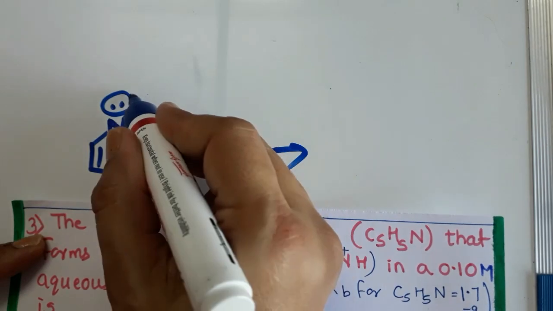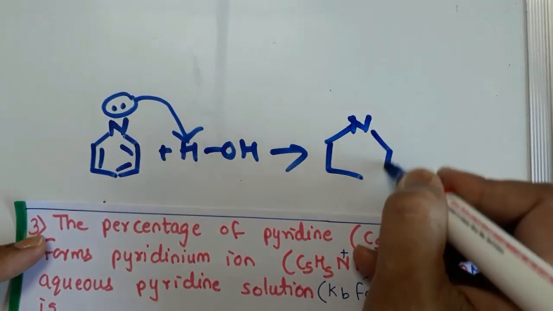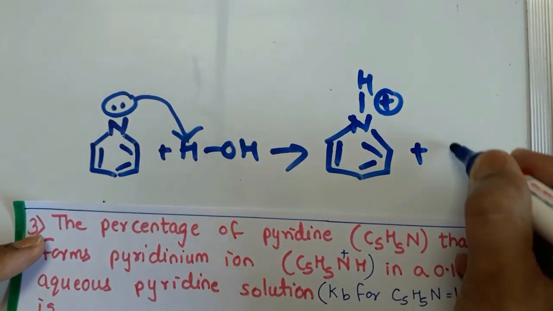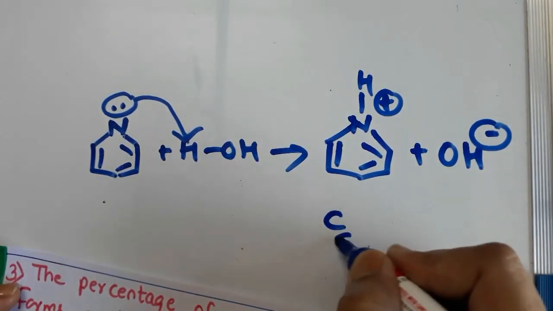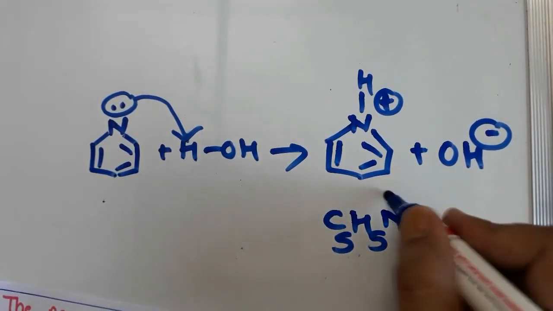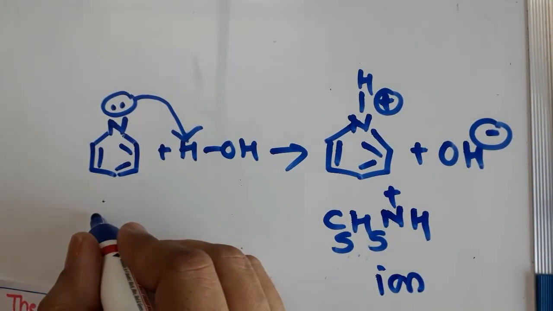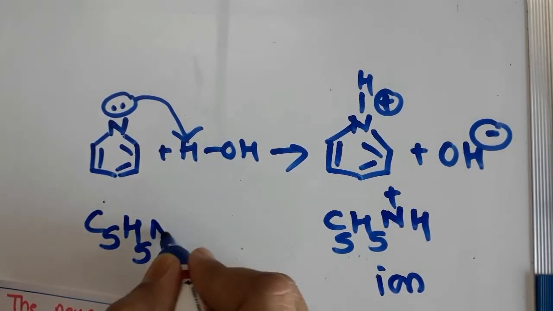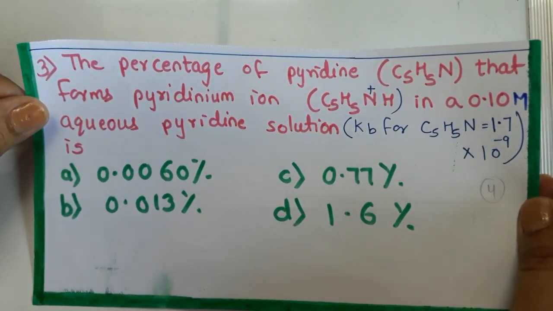what will happen? This lone pair is donated to H. So we get this type of structure, plus OH minus. So this is our C5H5N plus H. This is pyridinium ion and this is pyridine, that is C5H5N. Fine. Now the question is to find out the percentage.